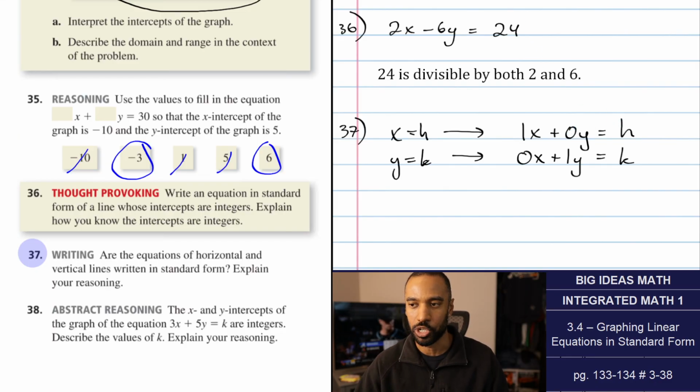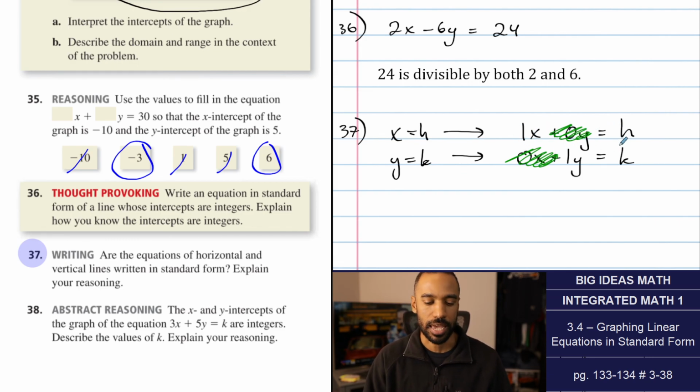You don't have to worry about the h and k. Those are just numbers, right? Constants. So these terms go away and you're left with just that: x equals h, y equals k. So yes, they're in standard form.